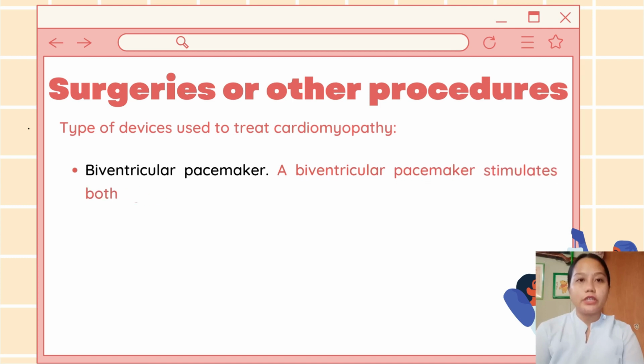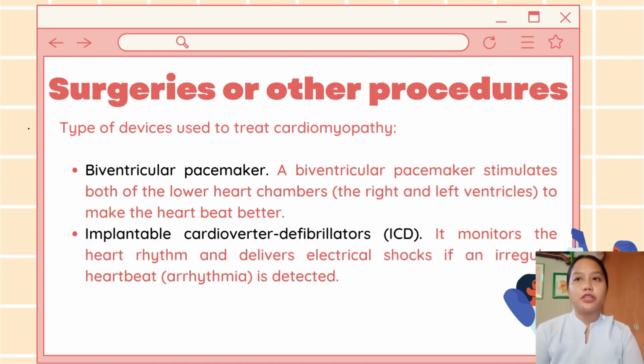For surgeries or other procedures, surgery may be needed to implant a device to control the heart's rhythm or help the heart pump blood. These are the types of devices used to treat cardiomyopathy. So first is the biventricular pacemaker. So this device is for people who have heart failure and irregular heartbeat. So a biventricular pacemaker stimulates both of the lower heart chambers, which is the right and the left ventricle, to make the heart beat better.